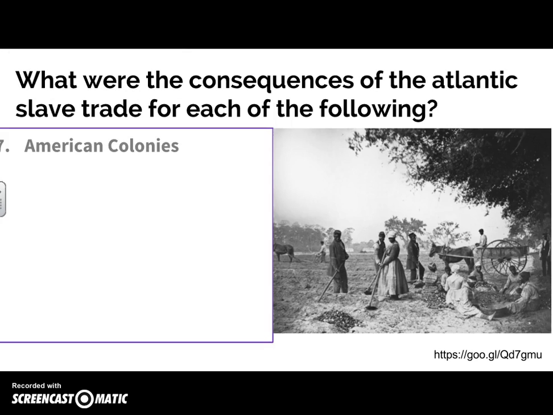How are the American colonies affected? Well, first of all, the American colonies received a lot of economic and cultural development from slave labor. Particularly, we're going to talk about economic here.